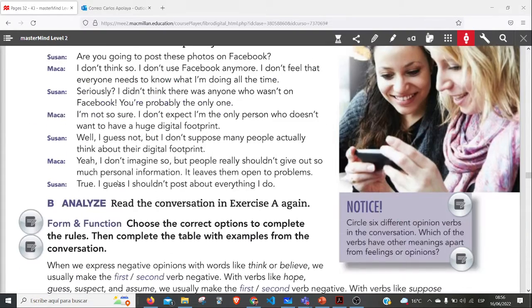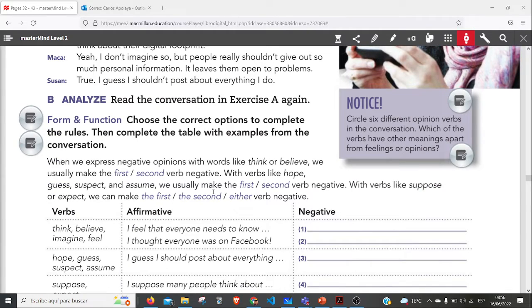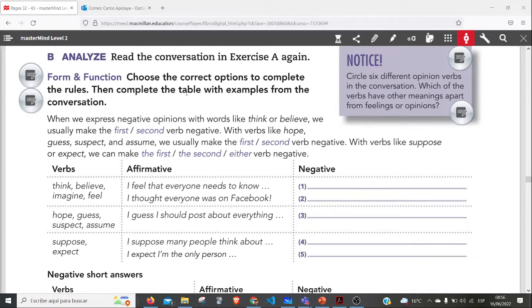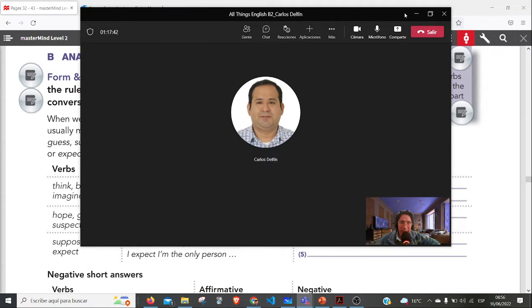So we're done with that part, we're done with the grammar. Okay, so analyze form and function, choose a correct option to complete. I would like to teach this part. It's super simple. You don't need to learn anything, just remember, because English is super simple.